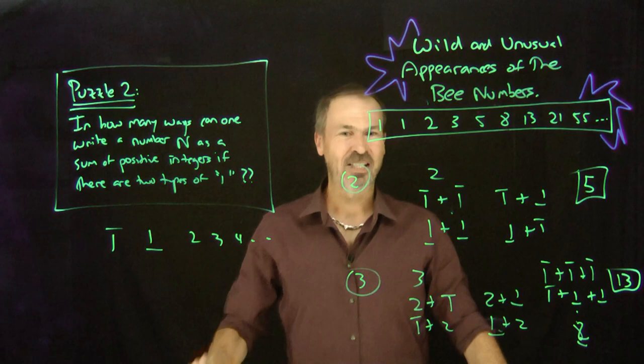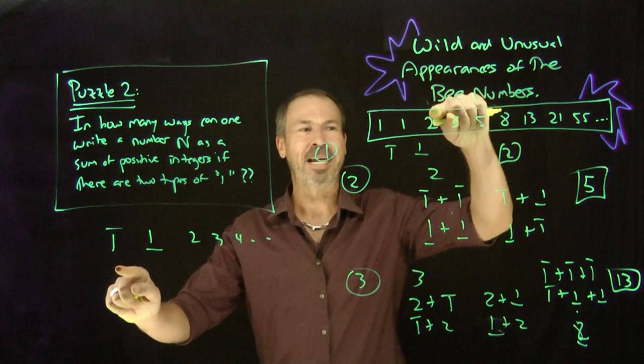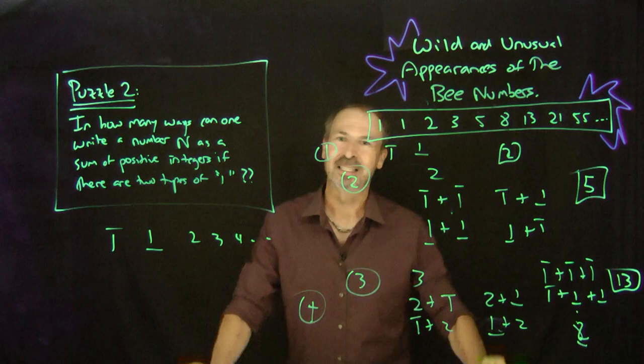Just for completeness, how many ways can I write the number 1 as a sum of positive integers with 2 types of 1? Well, I can use the upper one or I can use the lower one. 2 options. Look at this. The count seems to be 2, 5, 13. You can double check. Write out all the ways to write the number 4 as a sum of positive integers with 2 different types of 1. I bet you'll get 55 ways. Why are we getting every second B number again? What's going on?